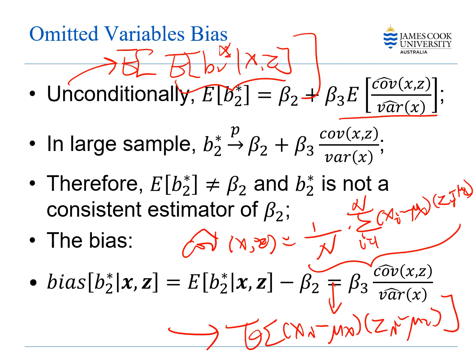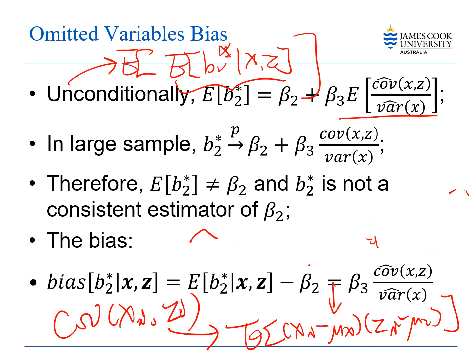This is just by definition the covariance between xi and yi, and that's the same as covariance between x1 y1, x2 y2, because we have the IID assumption here. So we see that beta 2 star actually captures two components: beta 2, and beta 3 times covariance between x and z divided by variance of x.